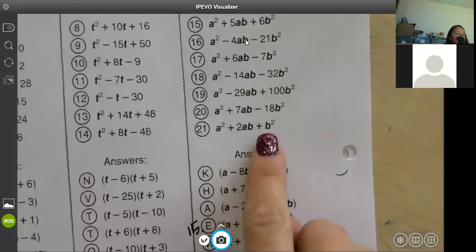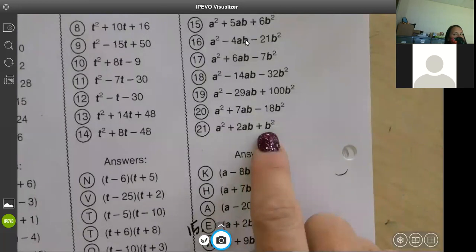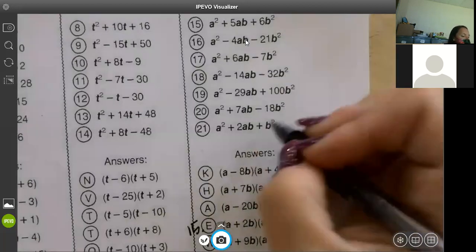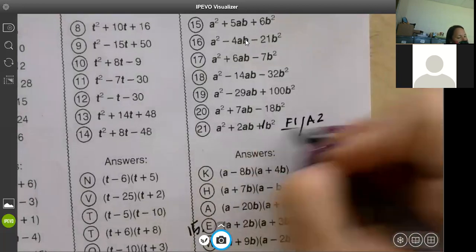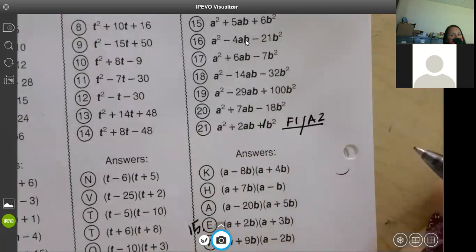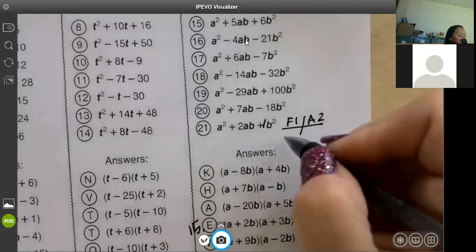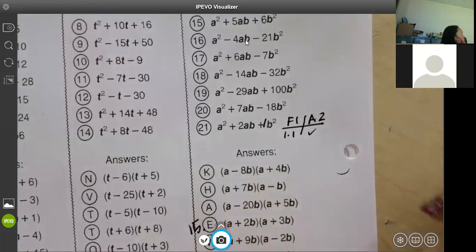Look at that very last one. What number is with B squared right here? What number is with B squared? 1. Yeah, so I need factors of 1 that add to 2. What are factors of 1 that add to 2? What are your only factors of 1? 1 times 1, right? That does add to 2.